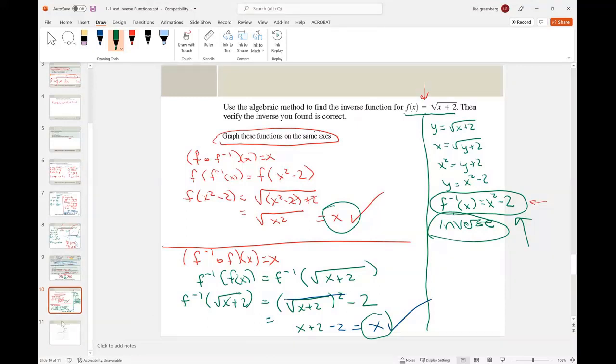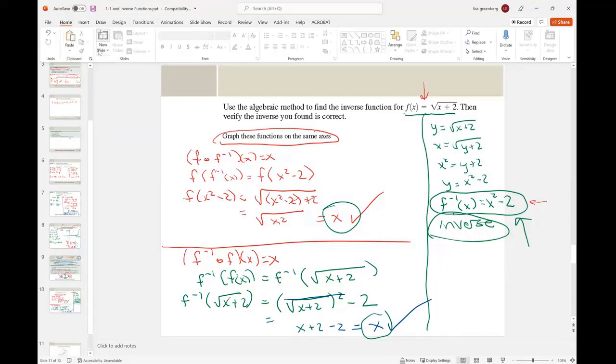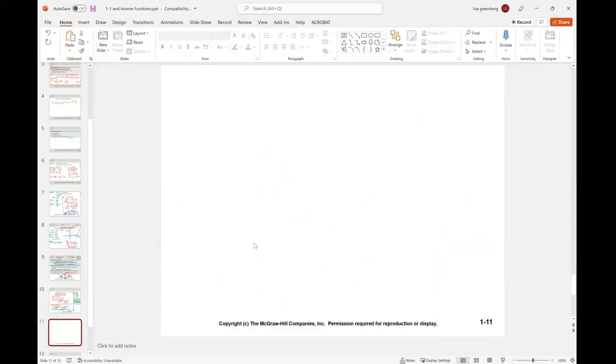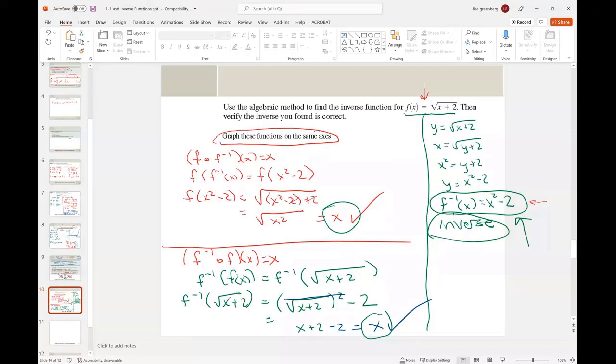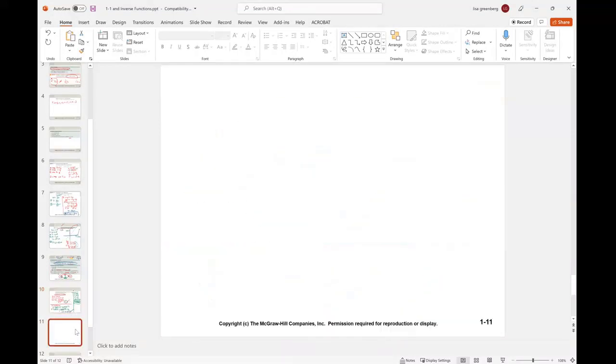And then let me graph this. I'm going to get a new page. New slide. Okay, so my original function is the square root of x plus 2. So we have f of x equals the square root of x plus 2, and we have f inverse of x is equal to x squared minus 2. Is that what it was?